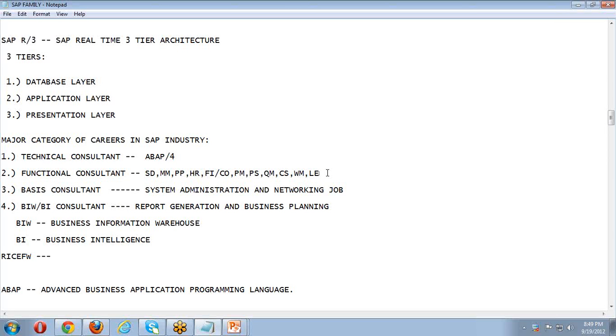And these gaps have to be analyzed by the functional consultants. For example, the gaps regarding HR module or HR department have to be analyzed by the HR functional consultants. Is that clear? Yes.